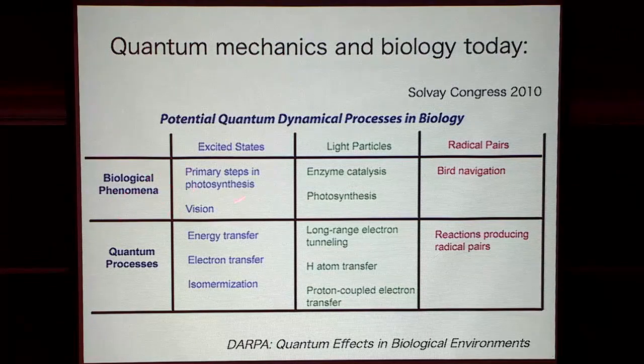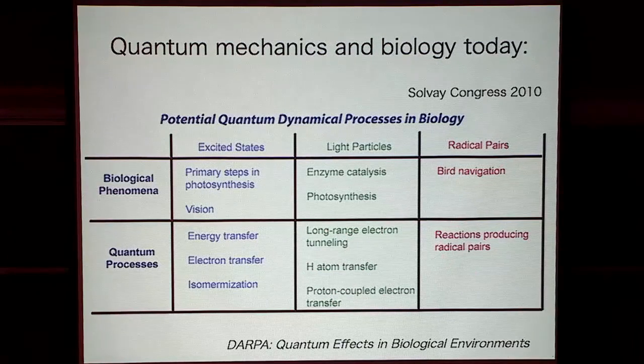So the biological phenomena are basically photosynthesis, a huge amount of effort on that, vision, which I've already mentioned, enzyme catalysis, and bird navigation. And then the quantum processes involved are summarized here on the bottom. So energy transfer is the one I'll talk about in photosynthesis. There's also electron transfer that happens subsequent to the energy transfer. In enzyme catalysis, that's where hydrogen atom transfer and quantum effects are important, as well as electron transfer. And the bird navigation involves these pairs of electrons, which are kind of nice because they are in principle entangled pairs. And the entanglement does play a role in the putative theory.